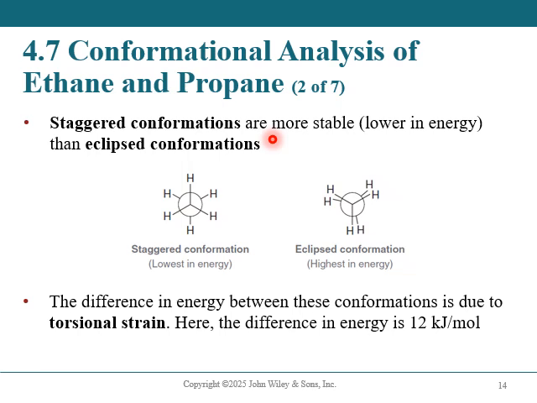Staggered conformations are more stable than eclipsed. So eclipsed, they're literally eclipsing each other. So technically we wouldn't be able to see the hydrogens in the back, so we draw them sort of like this so that you can still see them, but we're sort of showing that they are one behind the other, right? That's what we call an eclipse conformation. The difference in energy between these conformations is due to what we call torsional strain, and in this specific case that energy equals 12 kilojoules per mole, so it's quite significant.